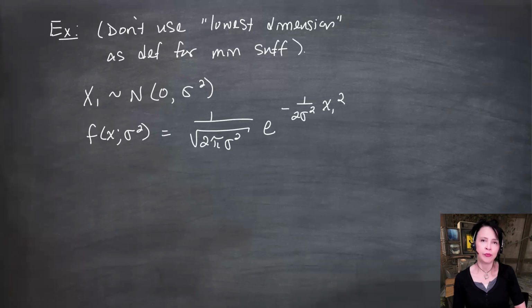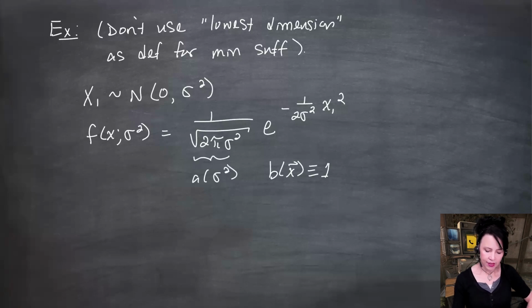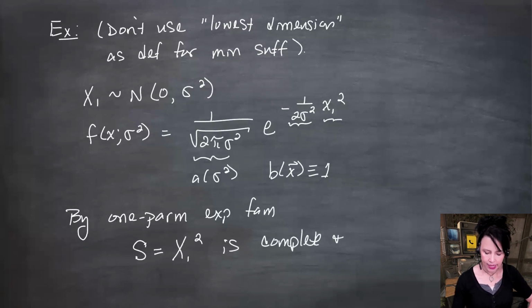I don't appear to have a b of x, but that's okay. Your b of x could be identically 1, or you can pull the 2 pi stuff into the b of x. But this looks like an a of sigma squared, and then e to the c of sigma squared, and d of x. So by one parameter exponential family, the statistic S, defined to be our data point squared, is complete and sufficient.